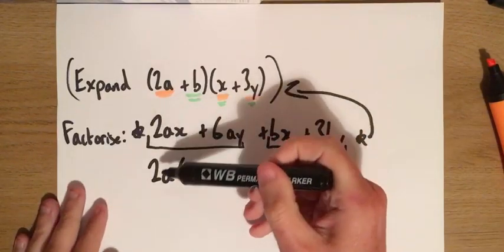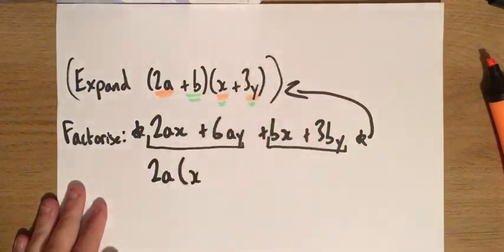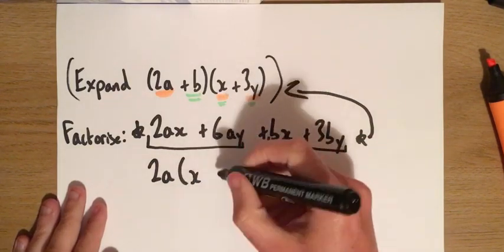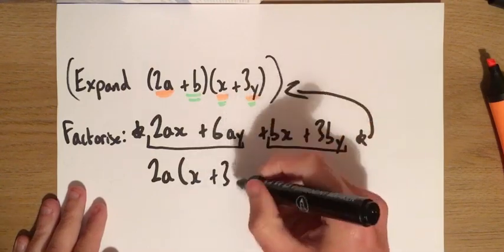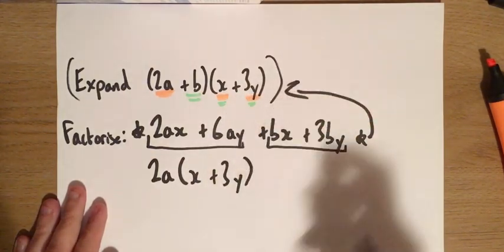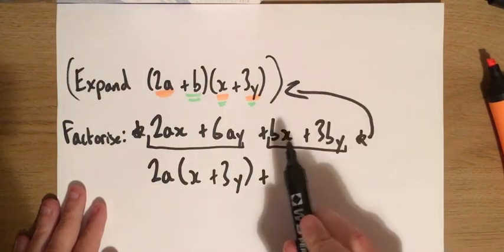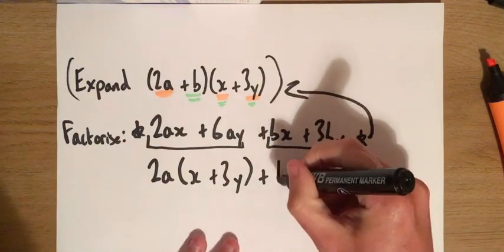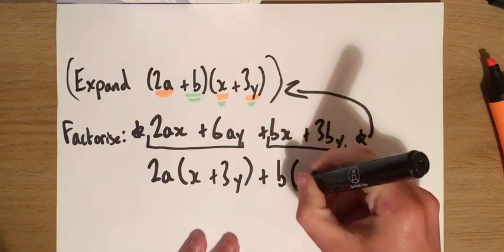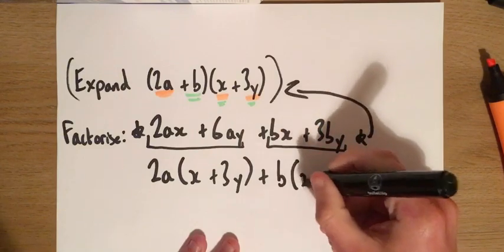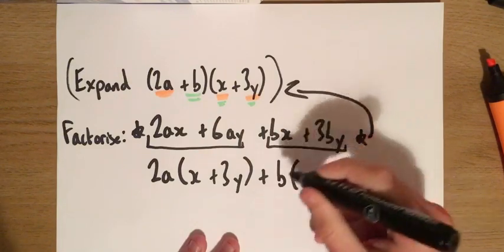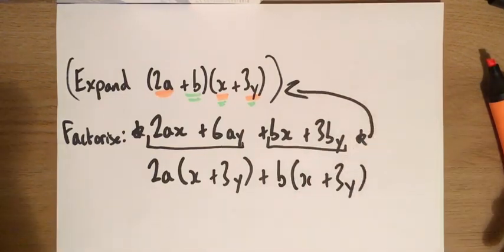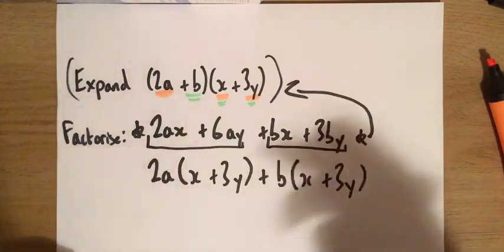So 2ax divided by 2a is just x. 6ay divided by 2a. 6 divided by 2 is 3. A divided by a cancels, so I'm just left with y. Plus bx plus 3by. So what's common to both of those? It's just b. So bx divided by b is x. 3by divided by b. The b's cancel, and you're just left with 3y. Have I got the same thing in both brackets? Yes, I do. So I've done this right.